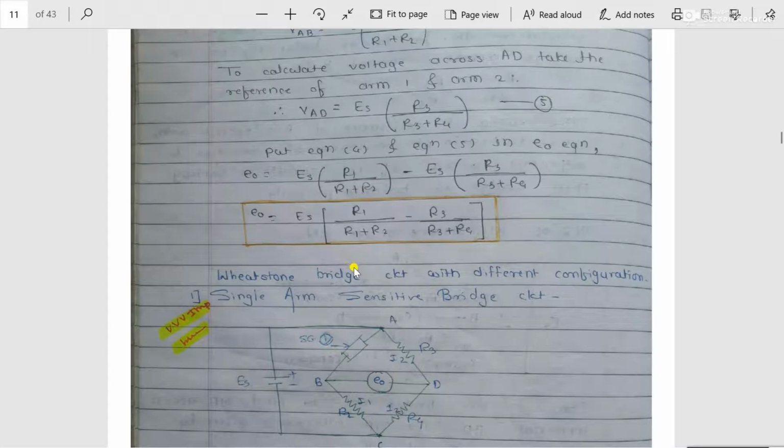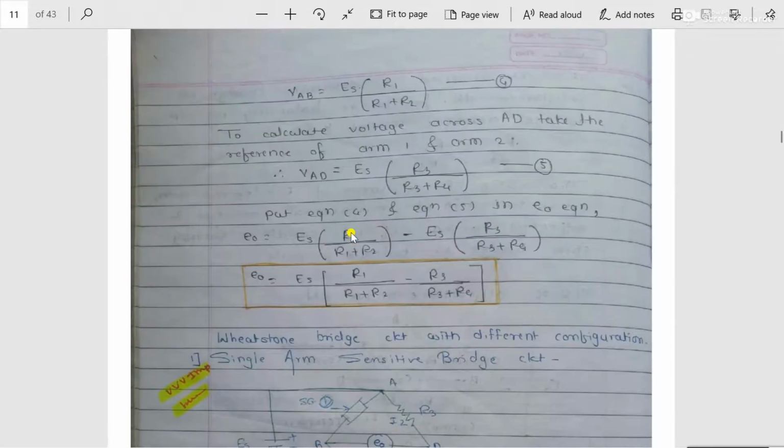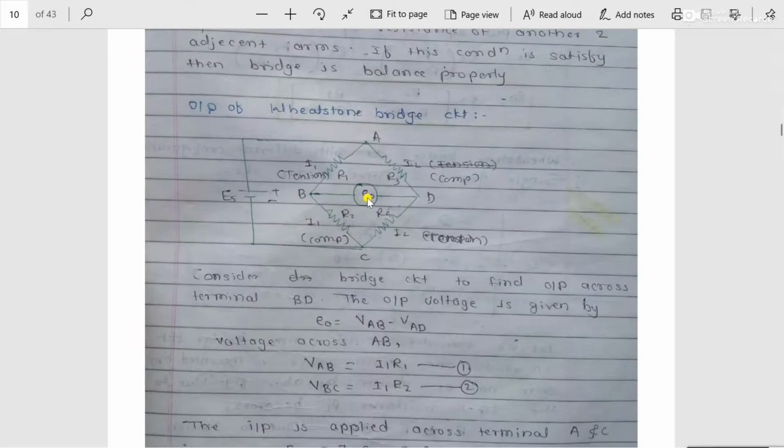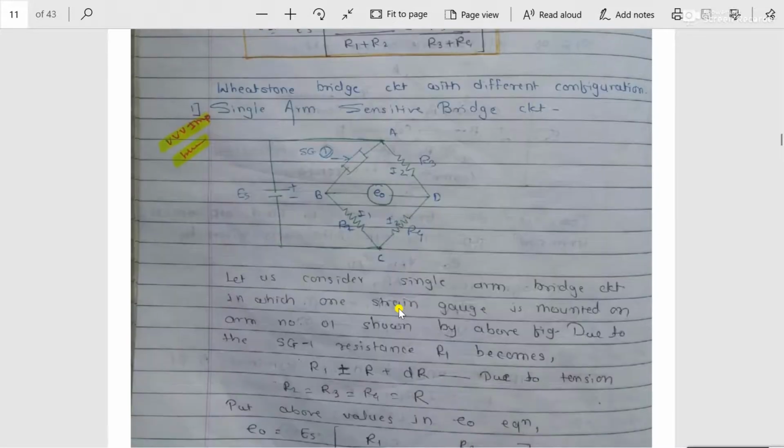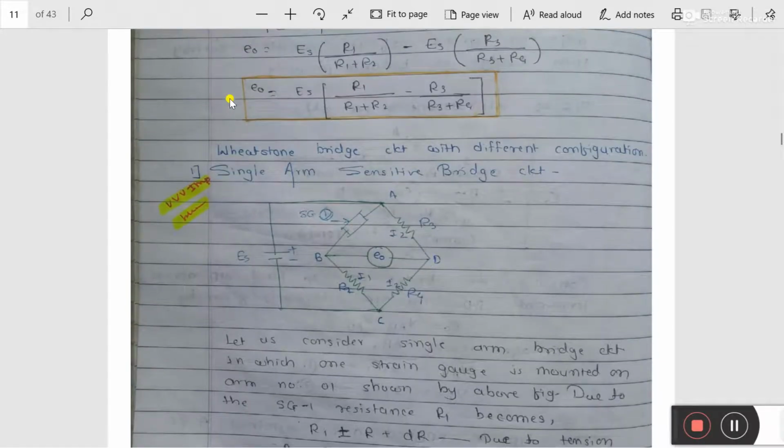So for that comparison of all these configurations, this E0 formula is very important in the strain gauge applications, and this formula we have derived by using this particular Wheatstone bridge circuit. So this is about the basic construction and working principle of the Wheatstone bridge circuit, and then we have discussed the output of the Wheatstone bridge circuit, in which we have derived a small formula for E0, which is equal to ES in bracket R1 upon R1 plus R2 minus R3 upon R3 plus R4.